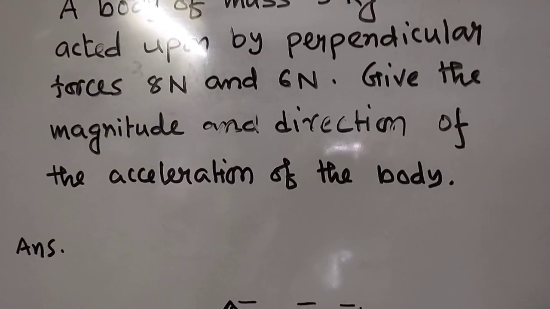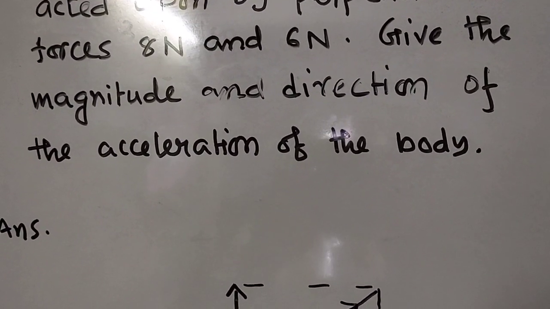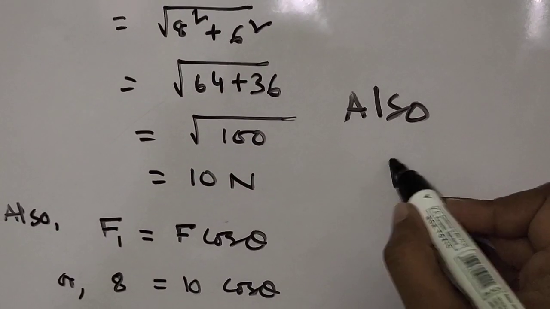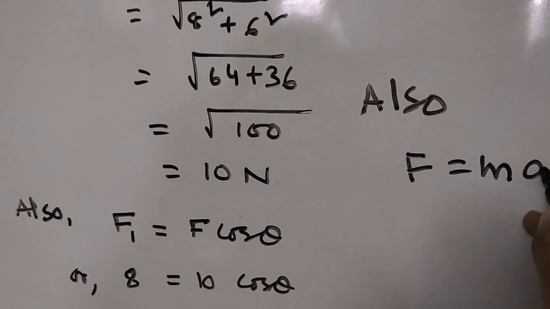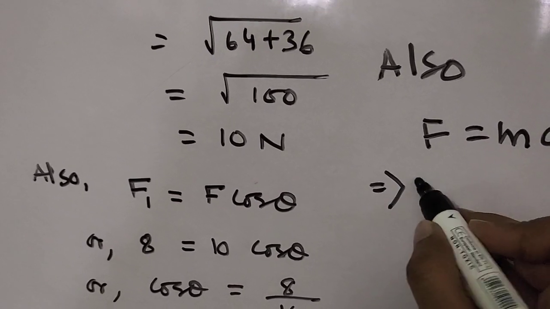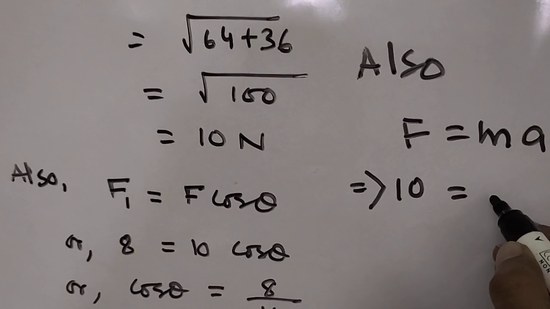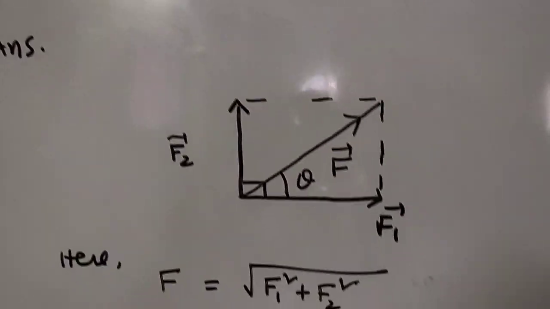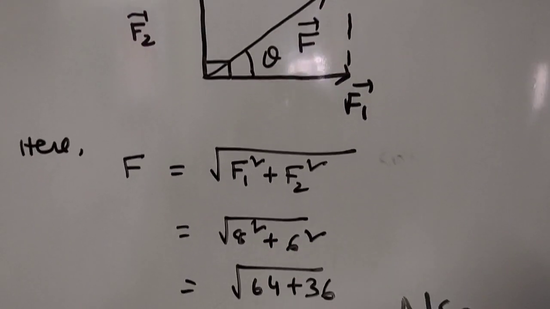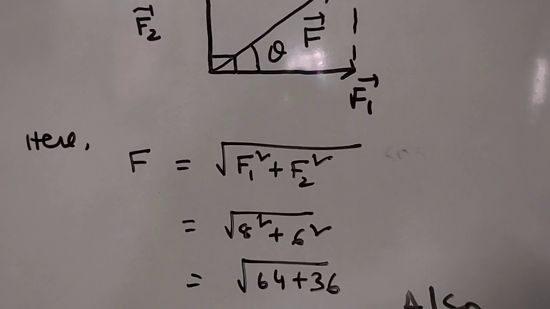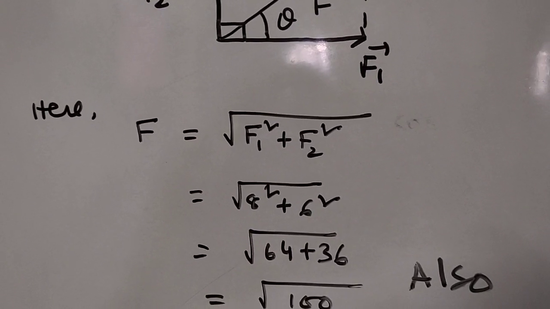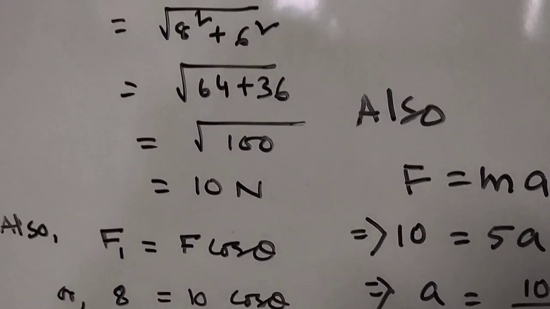5 kg. So you can write here also F equal to ma. So in place of F we will write 10, and mass is given here as per the question. It is 5 kg, so 5a, and a comes out to be 10 by 5, that is 2. Therefore a equal to 2 meter per second square.